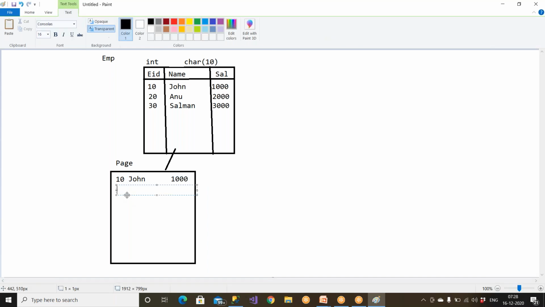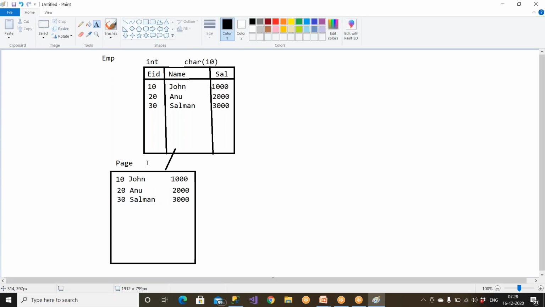The next data will come here, 20. Now Anu is going to be occupying 3, 4, 5, 6, 7, 8, 9, 10. Then 2,000 is going to be saved. Then 30, Salman. Okay, you have 6, 7, 8, 9, 10. Then 3,000 is going to be stored. Clear? So when you have character data, SQL Server is going to leave 10 bytes for each and every piece of data while storing it.